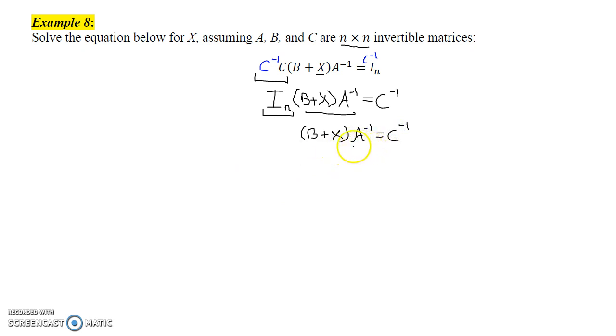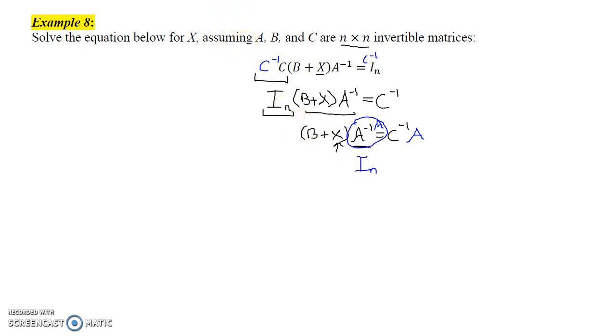Okay, so I have this equation now. I'd now like to get rid of this A inverse matrix on the right, because remember, the overall goal here is to isolate x. So I'm going to multiply on the right side, on each side of this equation, by A. Multiply by A here. So now this A inverse times A will give me the n by n identity matrix.